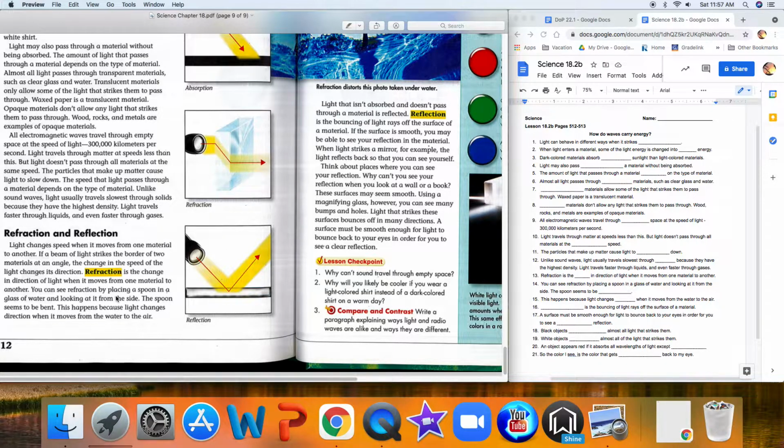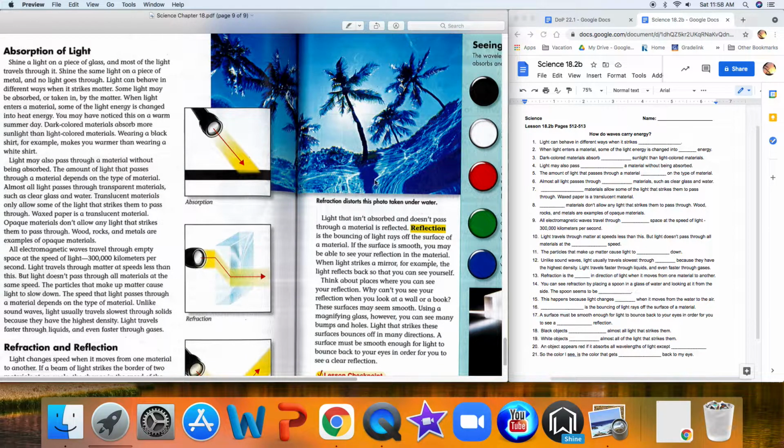You can see refraction by placing a spoon in a glass of water and looking at it from the side. The spoon seems to be bent. This happens because light changes direction when it moves from the water to the air. Now guys, they don't have the spoon in your book, but they have this one. I am underwater and I'm taking a picture and these trees look a little bit crazy. I mean, this whole picture looks crazy.